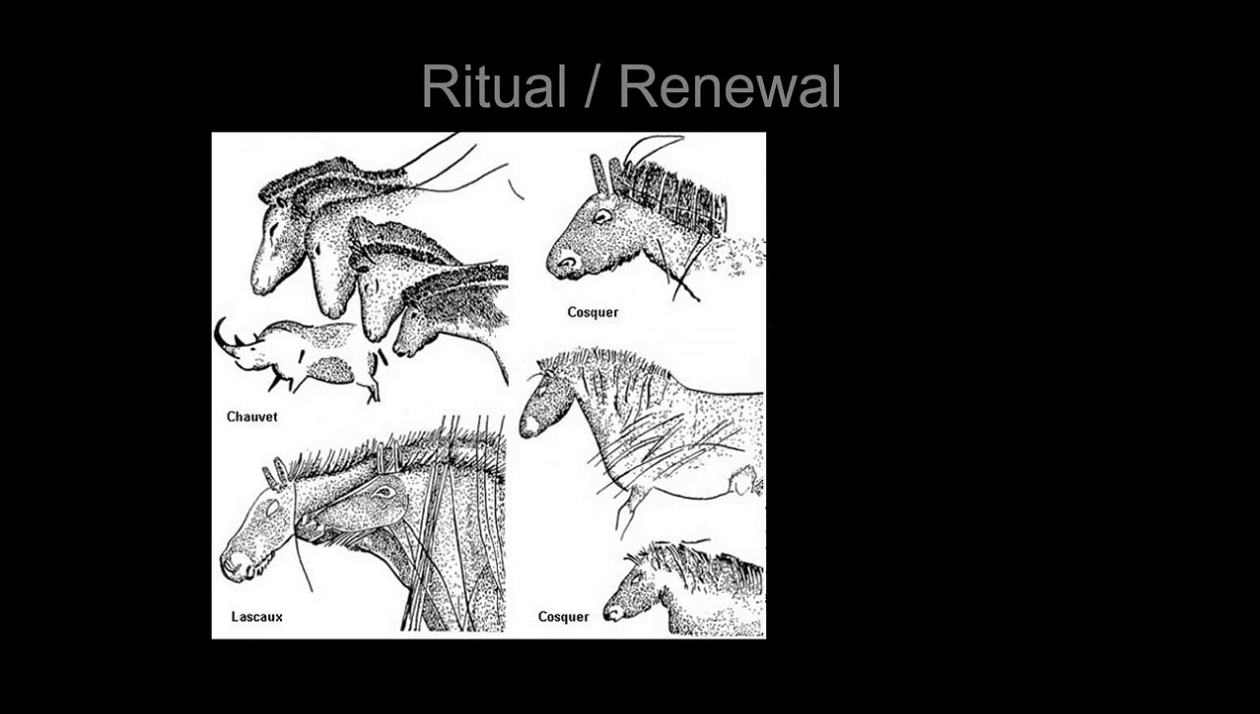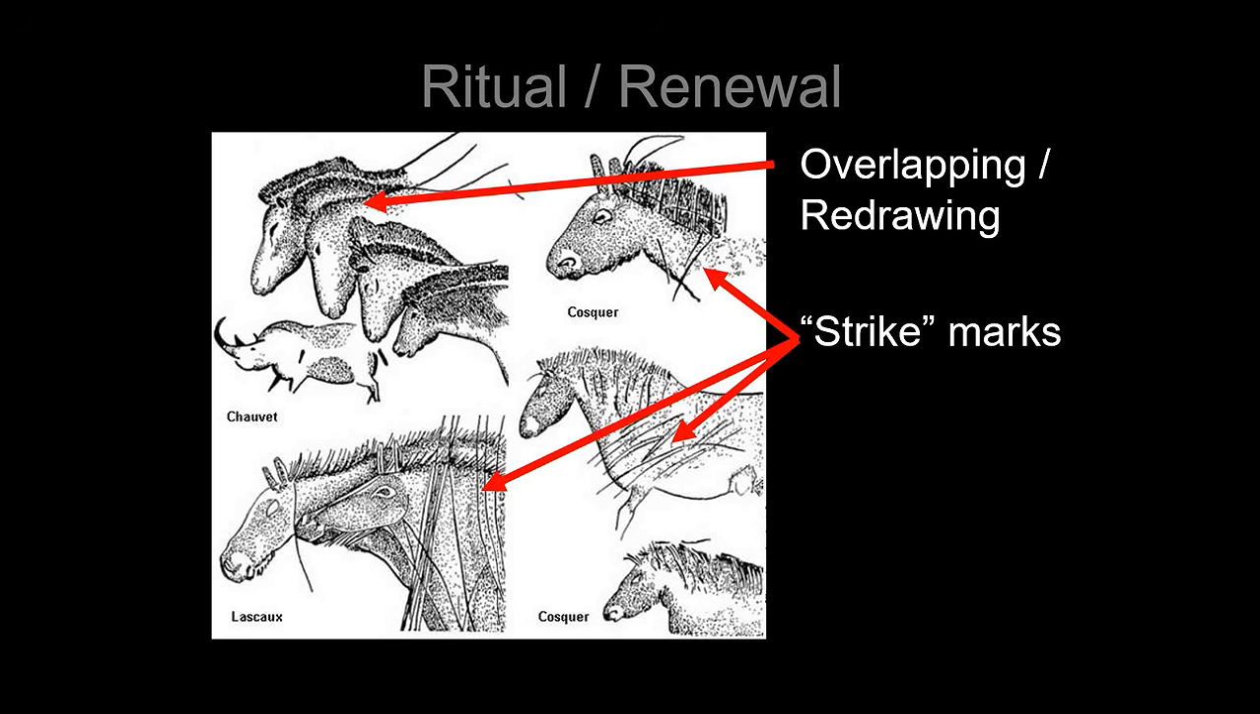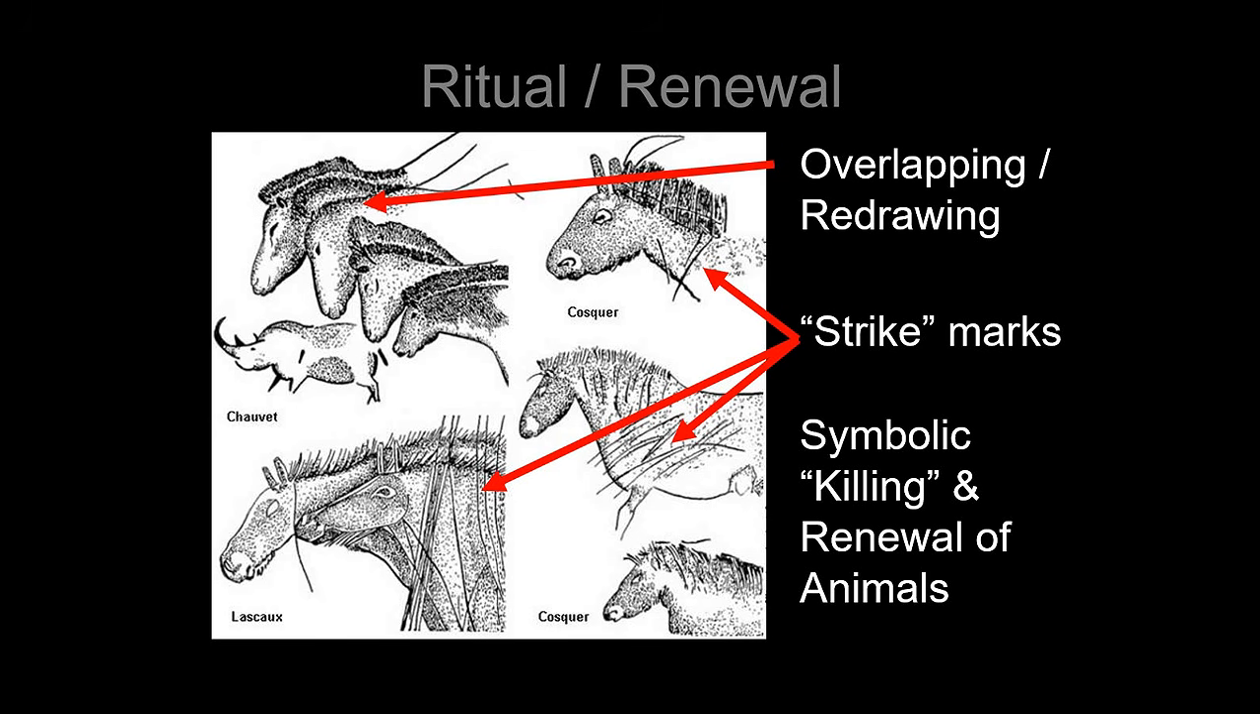A major clue was discovered when somebody noticed that in addition to overlapping and redrawing, we also had strike marks. These are not painted on, but are actually made with a stone tool, like a stone spear point. So what we're seeing here is the symbolic killing and renewal of these animals. You would paint the animal, perhaps, and because these are so well painted, so expertly painted, we have to believe that these are professionals painting it. This is not just every person doing this. This is somebody who's practiced in painting this.